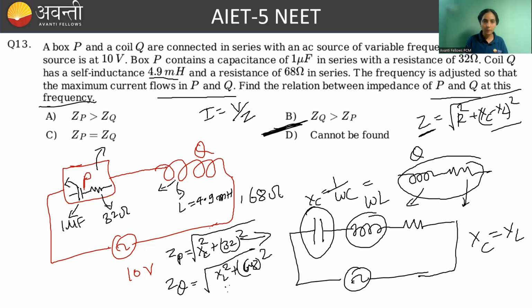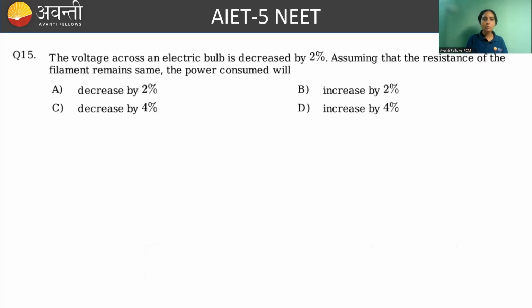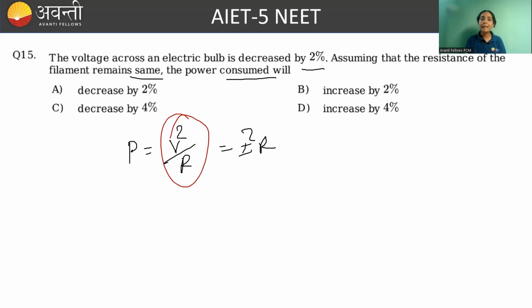Now let's move on to the next question. So this is your next question. The voltage across an electric bulb is decreased by 2%. Assuming that the resistance of the filament remains the same, the power consumed will be? Now, power and voltage have a relation: power is written as V square by R, because in this question, information is given about resistance and voltage. Nothing is said about current. Power can also be written as I square R, but to solve this question, we will move ahead with this formula, because the question says voltage is decreasing by 2% and resistance is remaining the same.